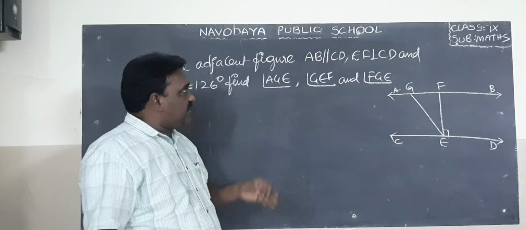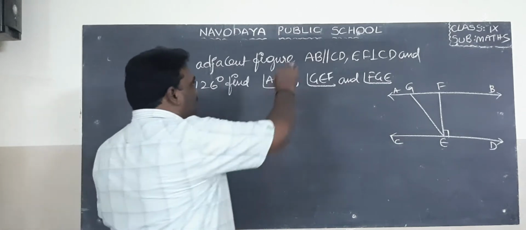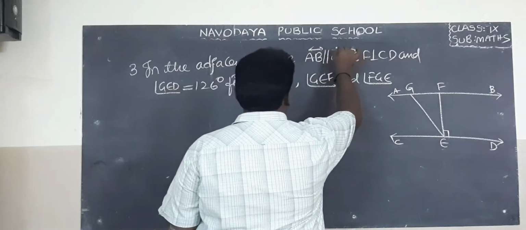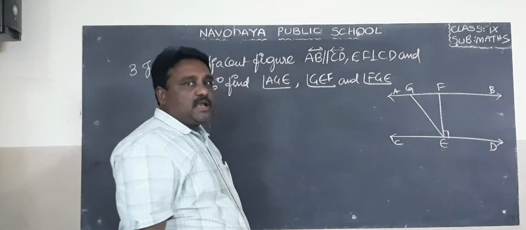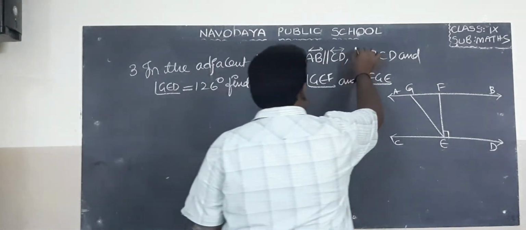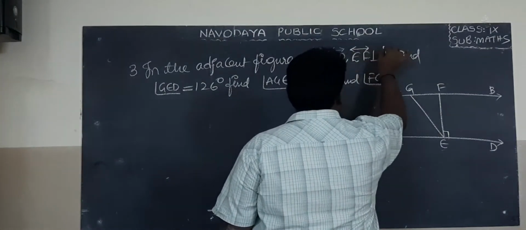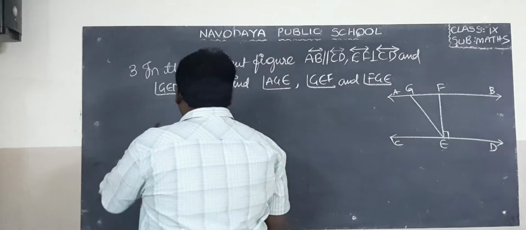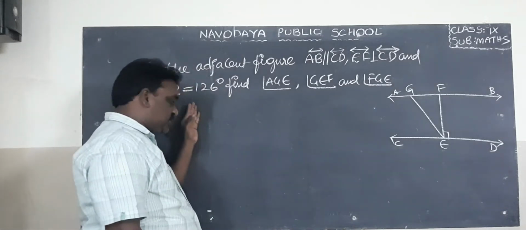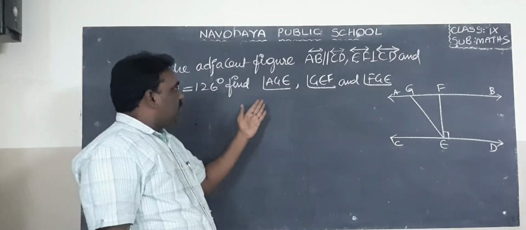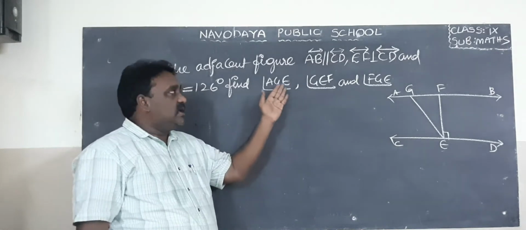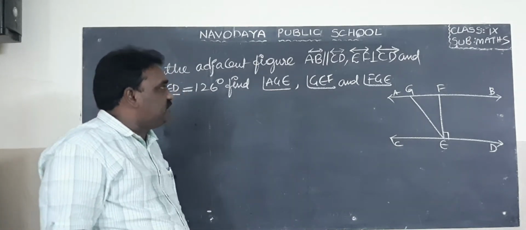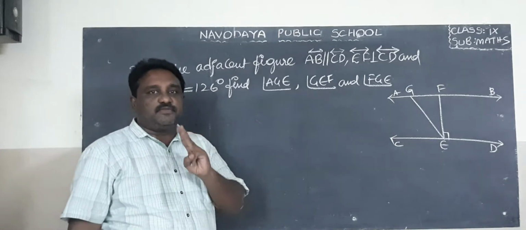In the adjacent figure, AB parallel to CD. Write the problem first. In the adjacent figure, AB parallel to CD, and EF parallel to CD, EF perpendicular to CD. Angle GED 126. Find number 1 angle AGE, number 2 angle GEF, number 3 angle FGE. 3 angles we need to find out.